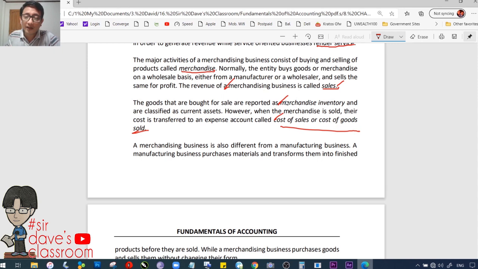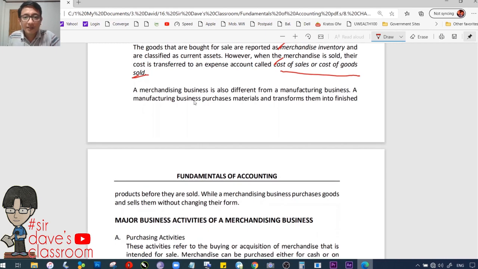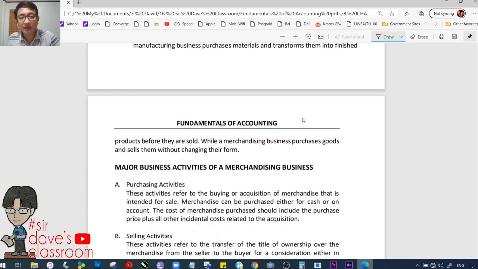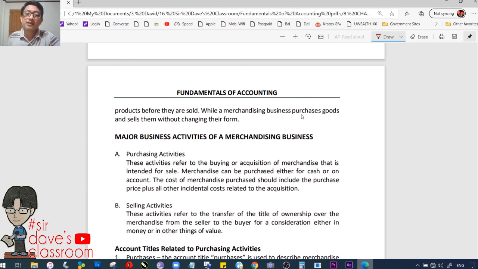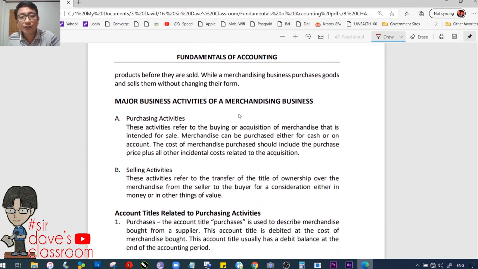Not unlike yung ating next lesson pagdating natin sa chapter 10, pagka manufacturing business, ibang usapan naman yon. A merchandising business is also different from a manufacturing, as we have said. A manufacturing business purchases materials and transforms them into finished products. So we would not be extensively discussing this right now when we reach chapter 10 na lang.